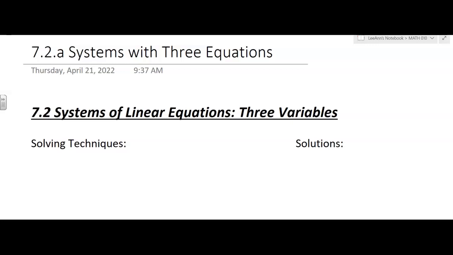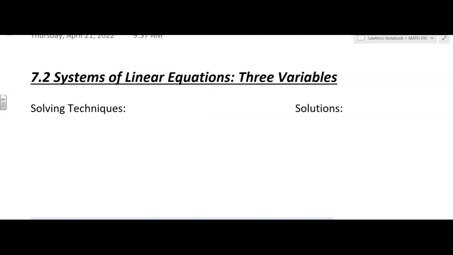Okay, so what would be more fun than solving a system of two equations with two variables? That's right, solving a system with three equations and three variables. So that's what we're going to work on in section 7.2.